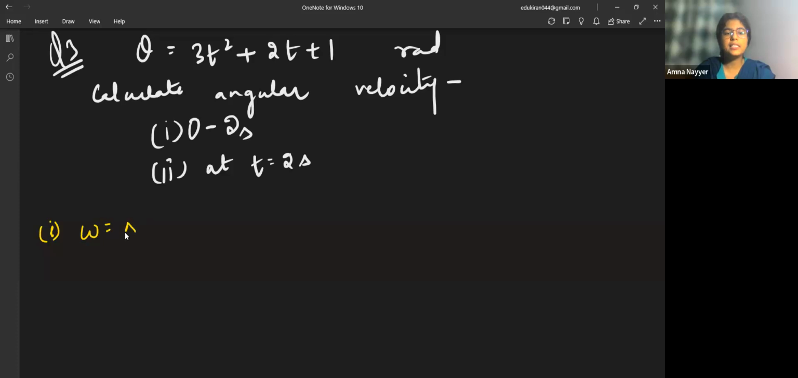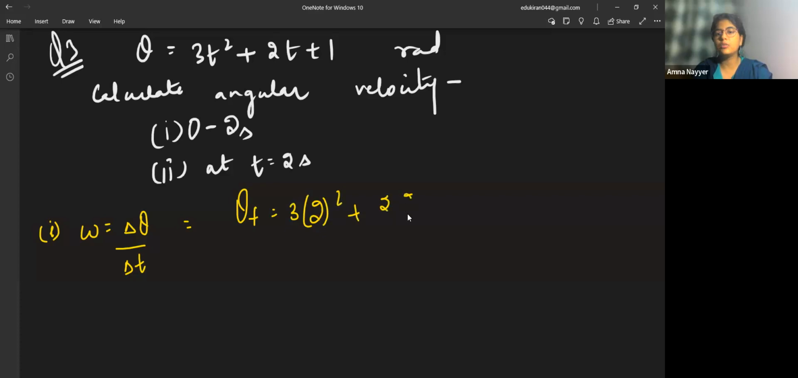So omega is delta theta by delta t. In the first case, what is the final theta? The final time is 2, so put t's value as 2. That gives 3 into 2 square plus 2 into 2 plus 1. So 2 square is 4, 3 times 4 is 12, plus 4 is 16, plus 1 is 17. So this is 17 radian.